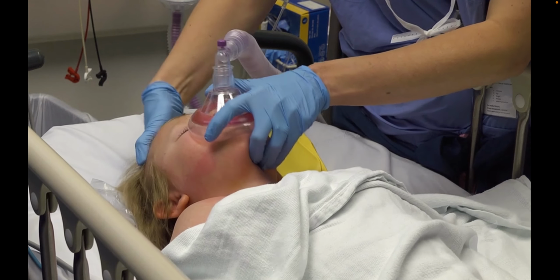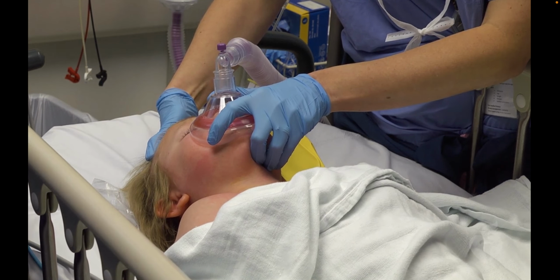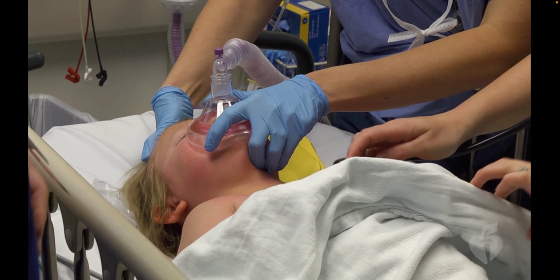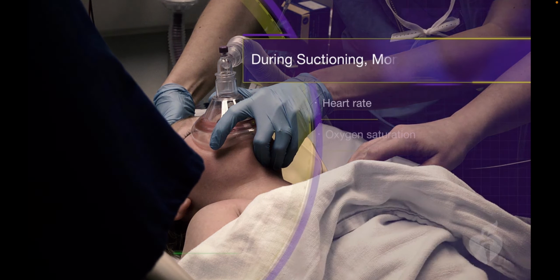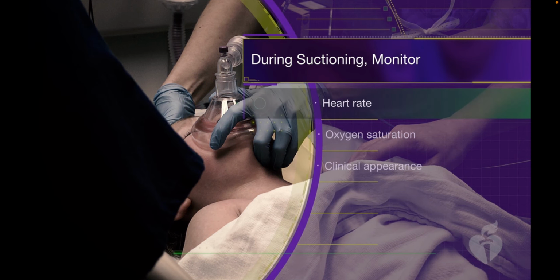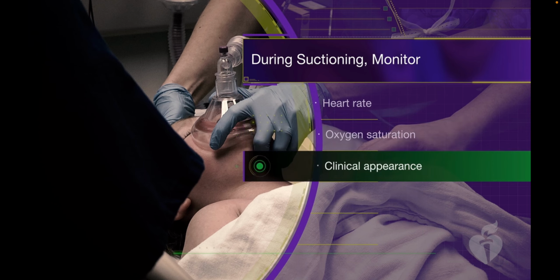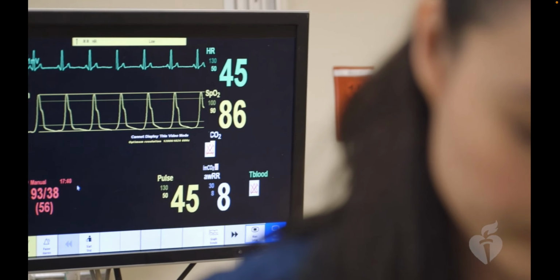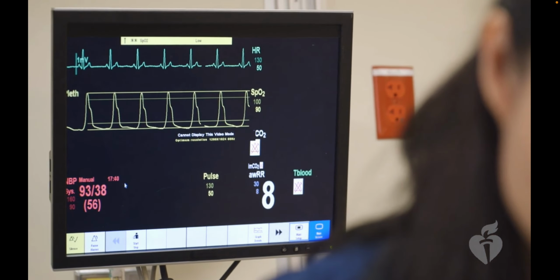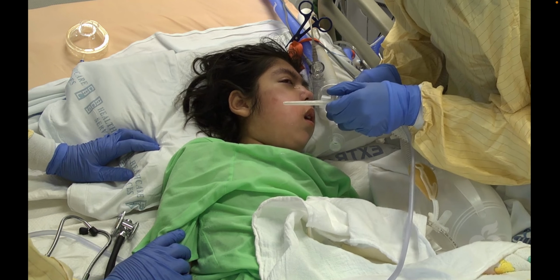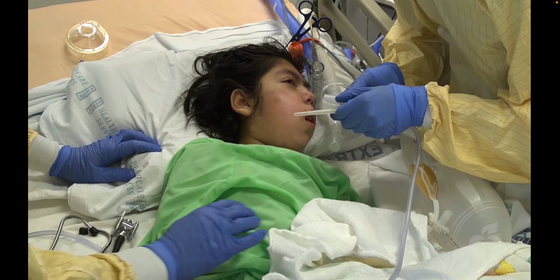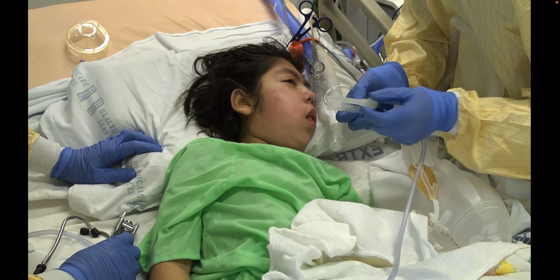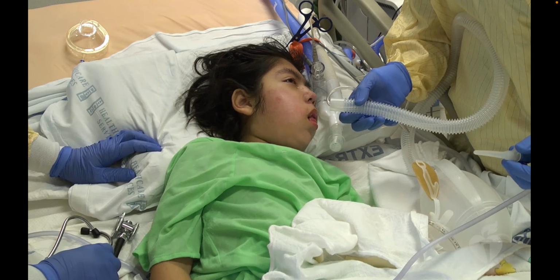You may give short periods of 100% oxygen immediately before and after each suctioning attempt. Monitor the child's heart rate, oxygen saturation, and clinical appearance during suctioning. In general, if bradycardia develops or clinical appearance deteriorates, interrupt suctioning and deliver oxygen and bag mask ventilation if needed, until the heart rate and clinical appearance return to normal.